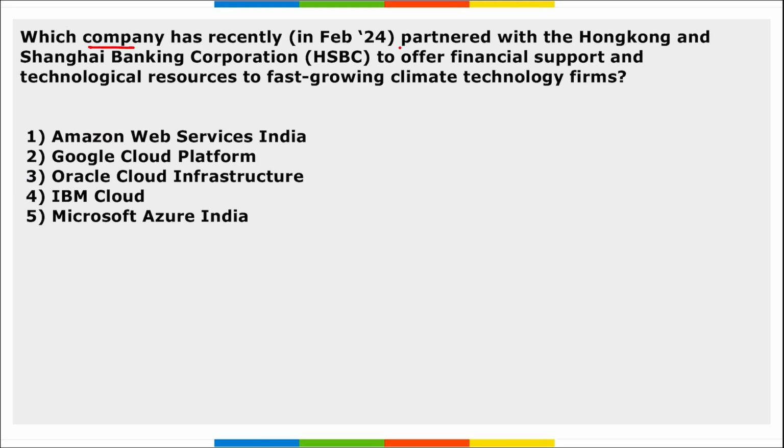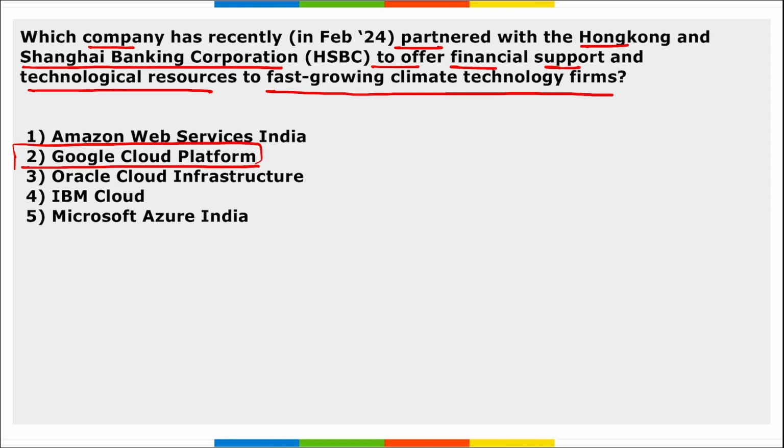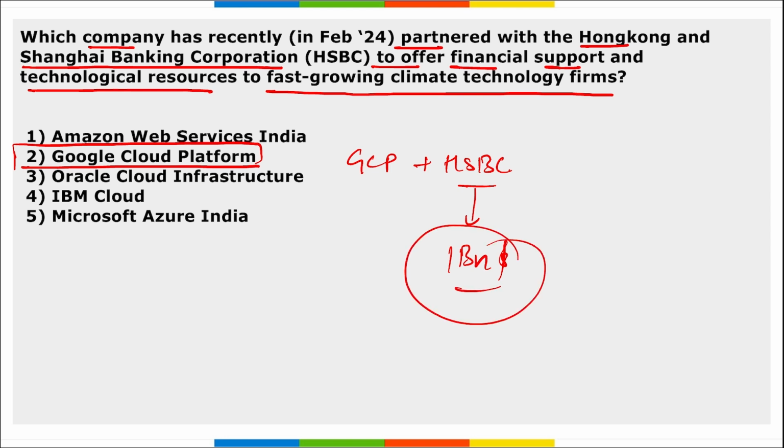Next, which company has recently partnered with Hong Kong and Shanghai Banking Corporation to offer financial support and technological resources to fast growing climate technology firms? It is GCP, that is Google Cloud Platform. Correct? So Hong Kong and Shanghai Banking Corporation, that is HSBC, has partnered with GCP, right? And it is to offer financial support and technological resources to fast growing climate technology firms. And HSBC here will be funding $1 billion to climate tech companies that will be selected by Google through their Google Cloud Ready sustainability program by 2030.